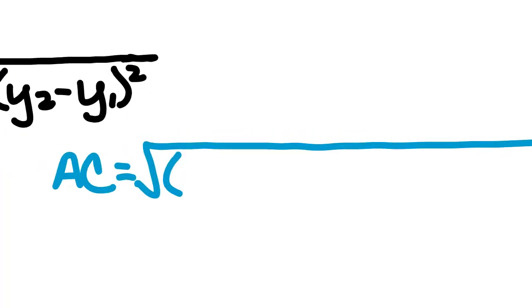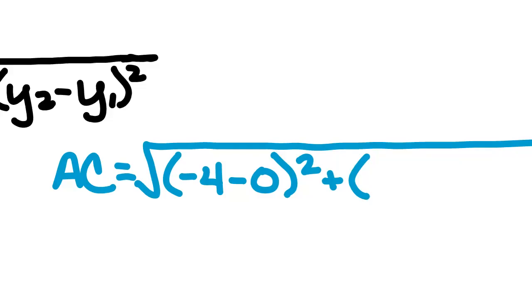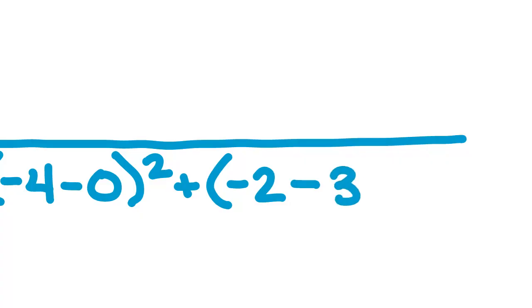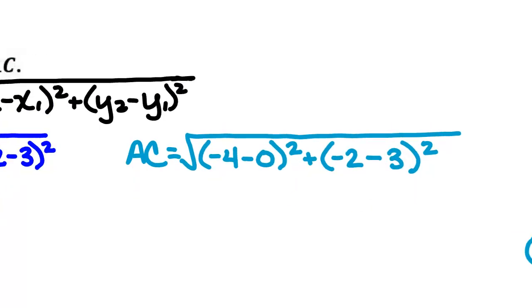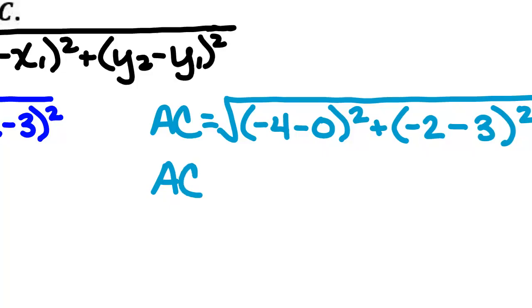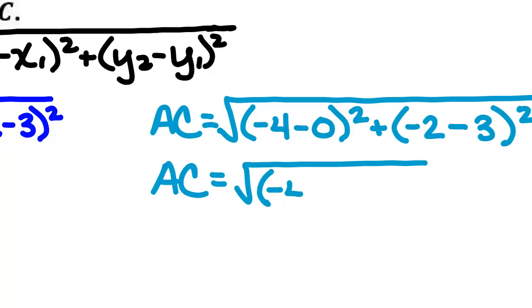I do x2, which is -4, minus x1, which is 0, close my parentheses and square it, plus y2, -2, minus y1, which is 3, close my parentheses and square it. What is -4 minus 0? So I have -4 squared plus, you guys already told me this, what is -2 minus 3? -5. So I have another -5 squared here.